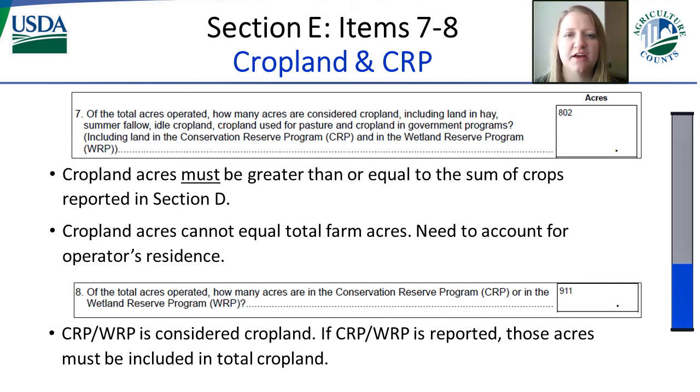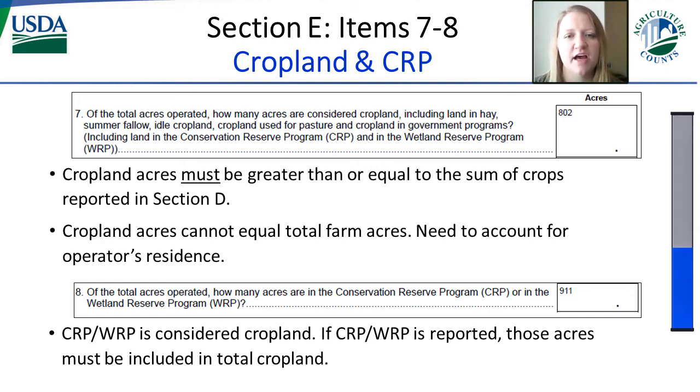Item 7 will include how many acres of cropland the operation has. Remember to include hay ground, summer fallow, idle cropland, cropland used for pasture, and cropland in government payments such as CRP and WRP. Cropland acres must be greater than or equal to the sum of crops reported in section D. Cropland acres must also be less than the total acres reported because the operator's residence must be accounted for in the total acres operated. When comparing total acres in box 900 and cropland reported in box 802, the difference must include waste, woods, and pasture reported in section D.